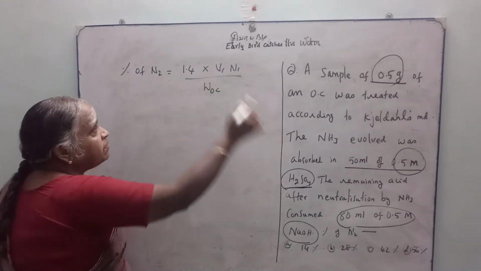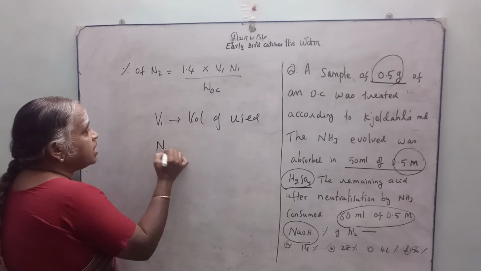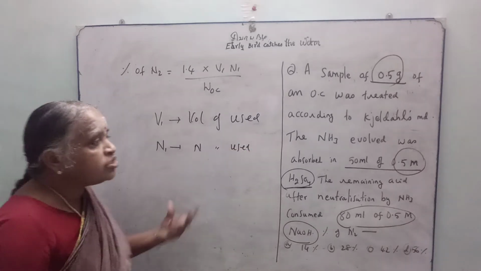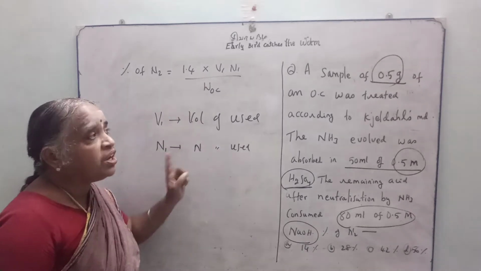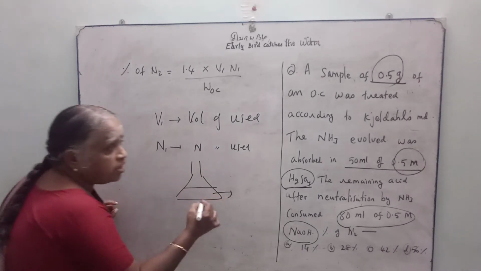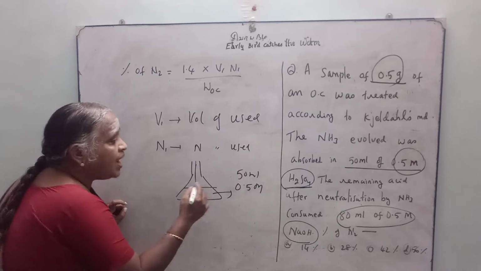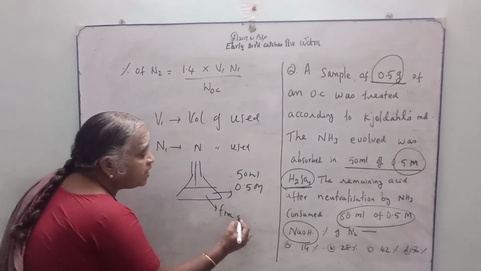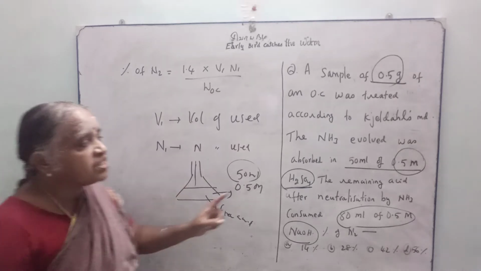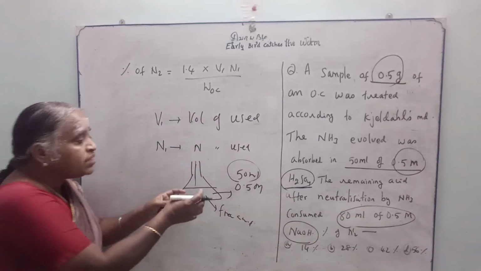What is V1? Volume of the acid consumed, the volume of acid used. N1 is the normality of the acid kept in the conical flask to absorb the ammonia. That is what we have to substitute. Here, the ammonia is collected in the conical flask with 0.5 M acid of volume 50 ml. Ammonia reacts, and after reaction it leaves free acid. Initially 50 ml; find the free acid. The difference is the amount of acid consumed.